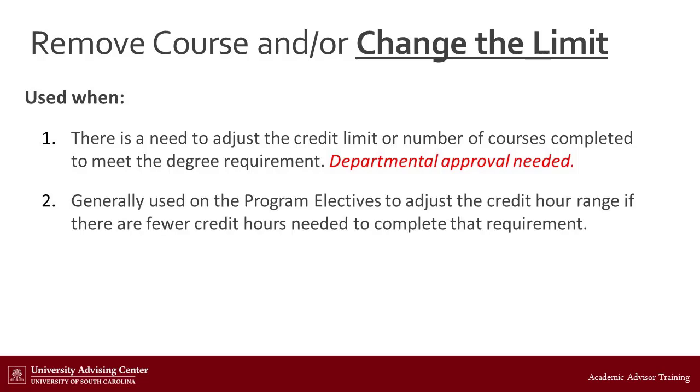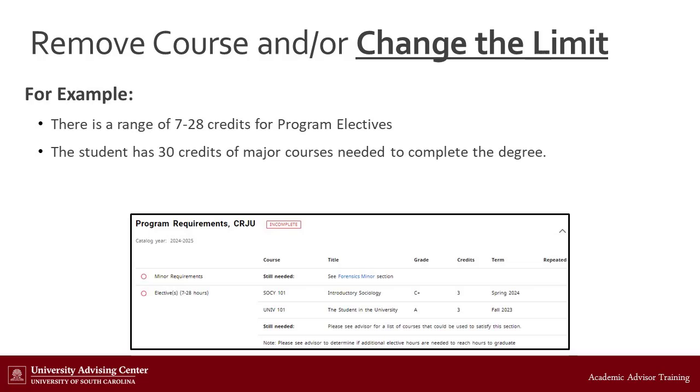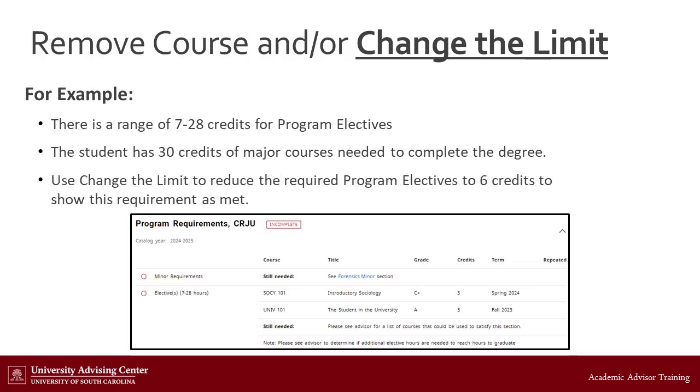It is generally used on the program electives to adjust the credit hour range if there are fewer credit hours needed to complete the requirement. For example, for this major there is a range of 7 to 28 credits needed for program electives. The student has 30 credits remaining to complete the degree. Advisors can use change the limit to reduce the required program electives to 6 credits.